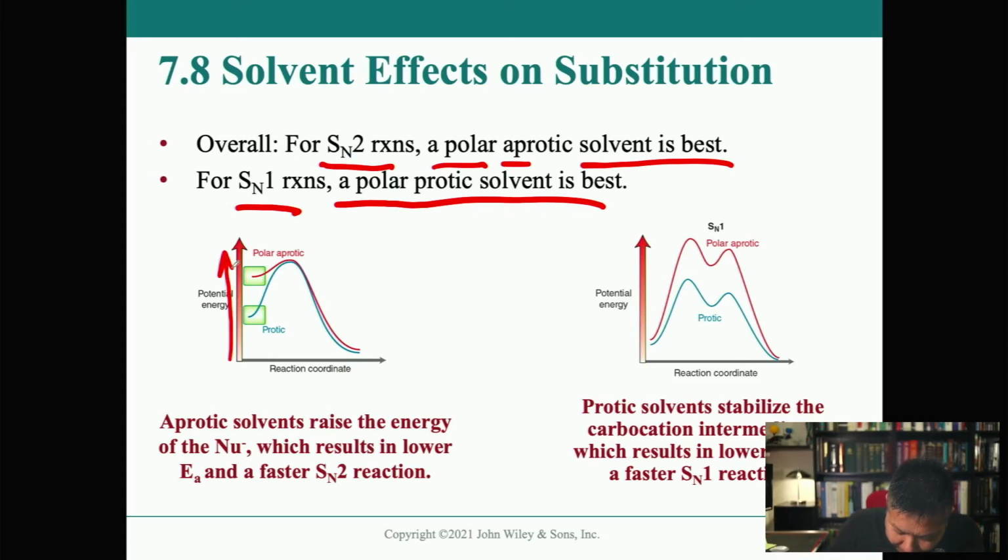For a polar aprotic solvent, if a nucleophile is present in a polar aprotic solvent, it actually raises the potential energy of the nucleophile all the way up here, right? And then the energy of activation with the reactant is very small. Contrast that to having the nucleophile in a protic solvent, and now the energy of activation is this much, which is a lot higher, a much larger threshold to overcome.